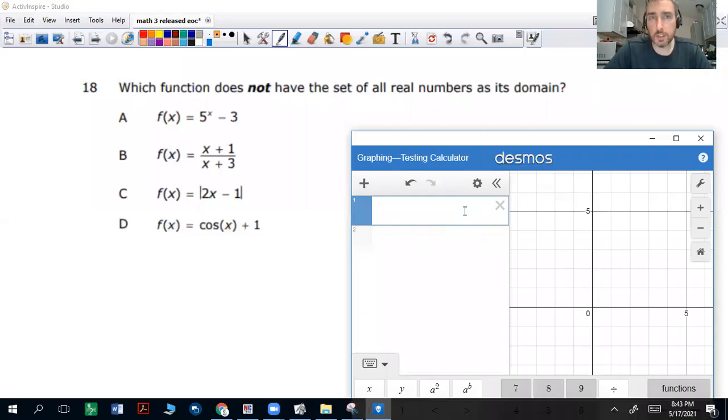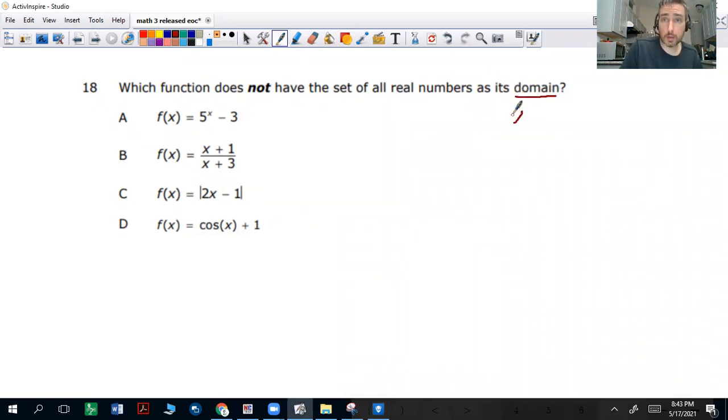Number 18, which function does not have a set of all real numbers as its domain? Now, y'all know what I'm going to tell you. I'm going to tell you to graph them. You know, domain is what x values work. X values you can plug in.